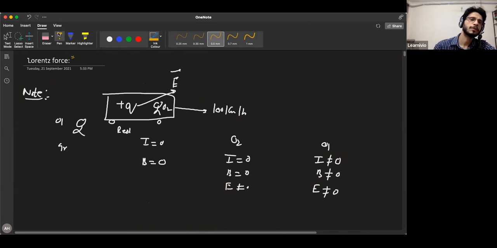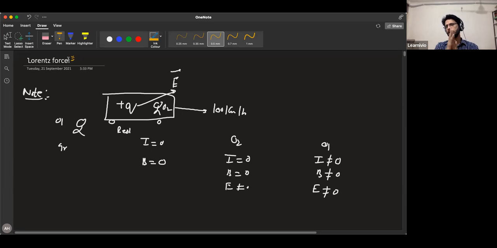This is a fresh topic. So Lorentz force means when a charged particle moves in a magnetic field, the magnetic field exerts some force over the charged particle. The force acting over the charged particle is known as the Lorentz force.